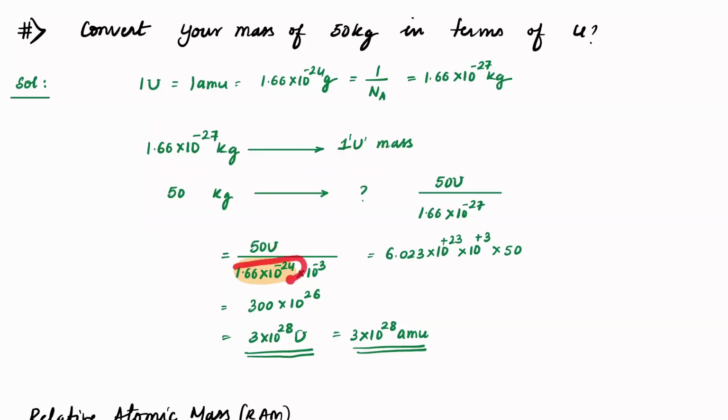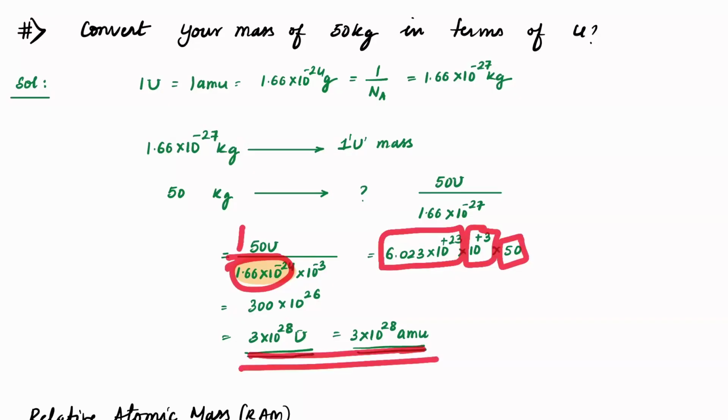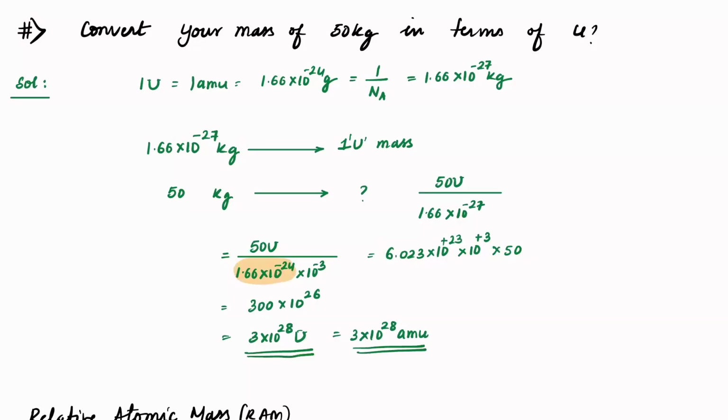This number, 1.66 into 10 raised to the power of minus 27, is nothing but 1 by Avogadro's number. So 1 by this number is the same as Avogadro's number, which is this one. That into 50 into 10 raised to the power of 3. After calculating, I'm getting this many unified masses. Okay, beta? Right.